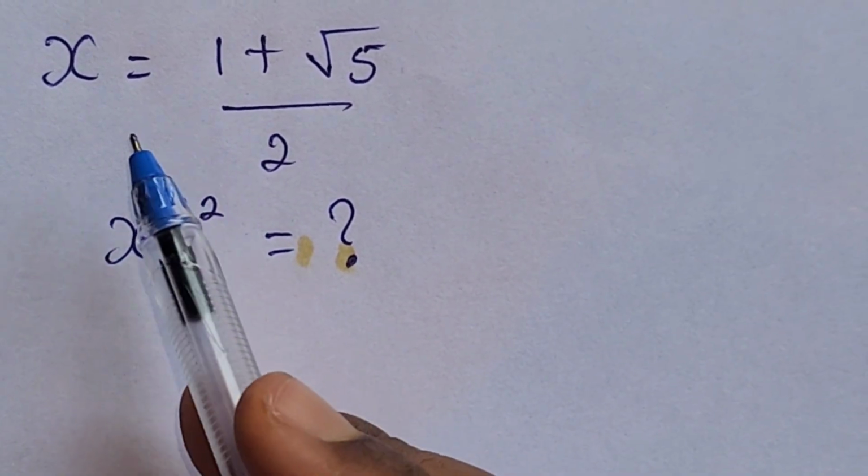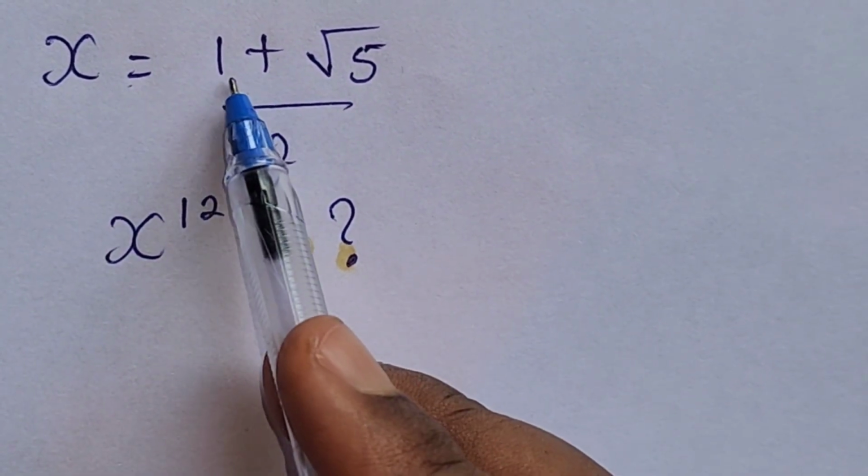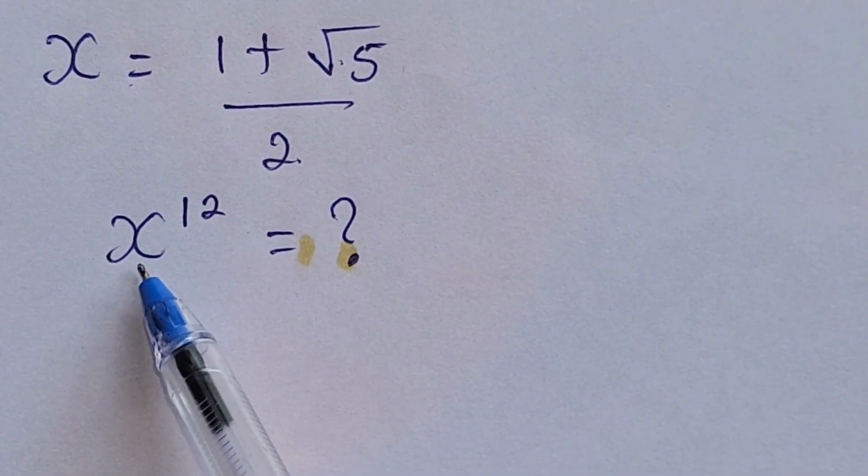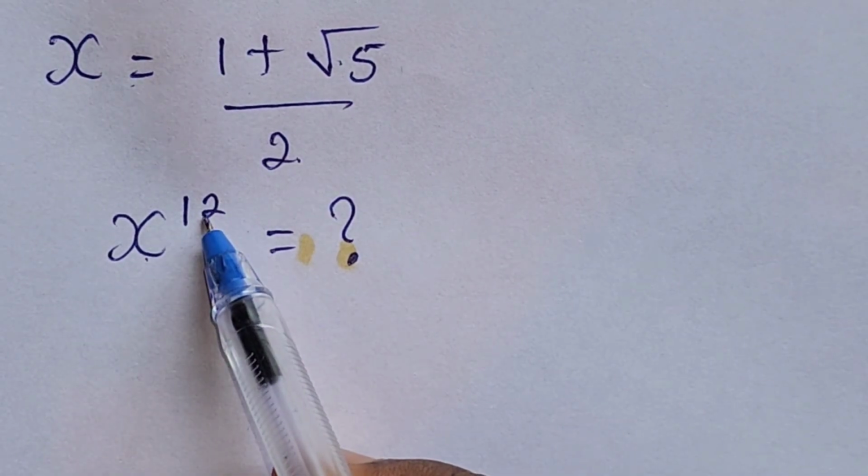So let's solve this problem together. We have x equal to (1 + √5)/2, which is the golden ratio, and we want to find the value of x to the power of 12.